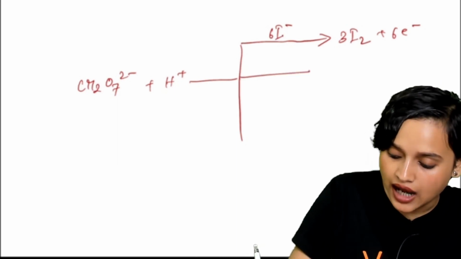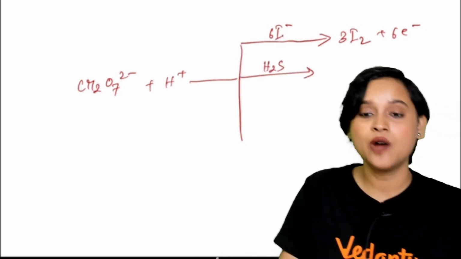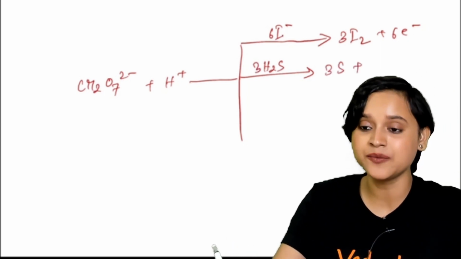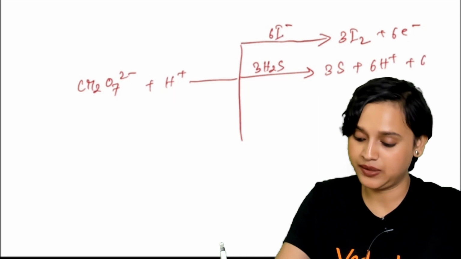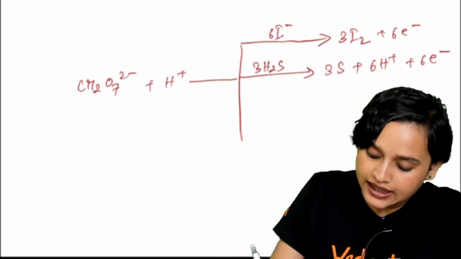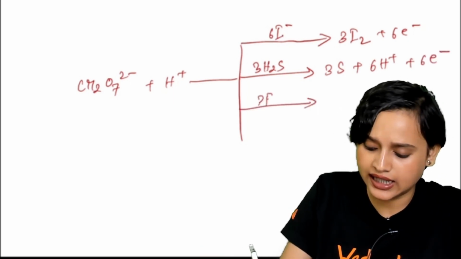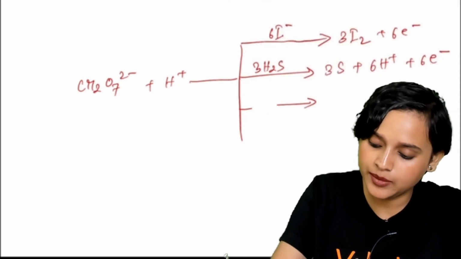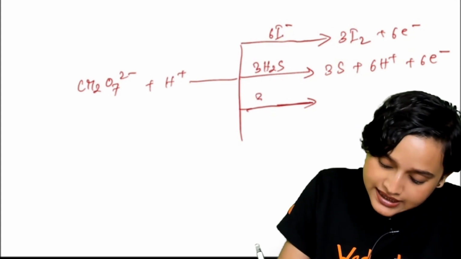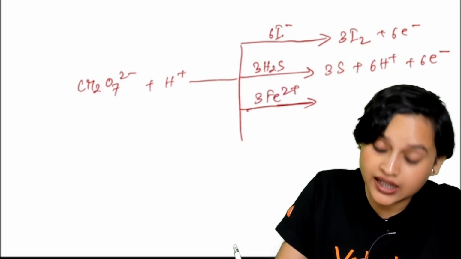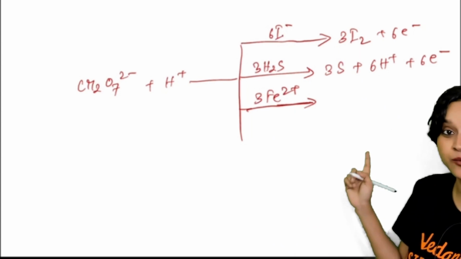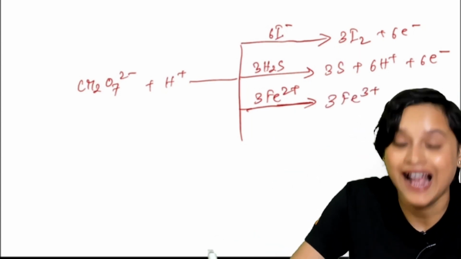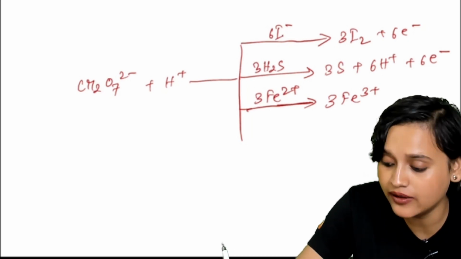Write that down. Now let's take H2S. How many H2S? Let's take 3 H2S. If we take 3 H2S, what will we get? 3S plus 6H plus and plus 6 electron, obviously. Correct. Next, what do we take? Let's take 3Fe2 plus. If we take 3Fe2 plus, we know that Fe2 plus is not the stable form. What will we get? We will be getting 3Fe3 plus.